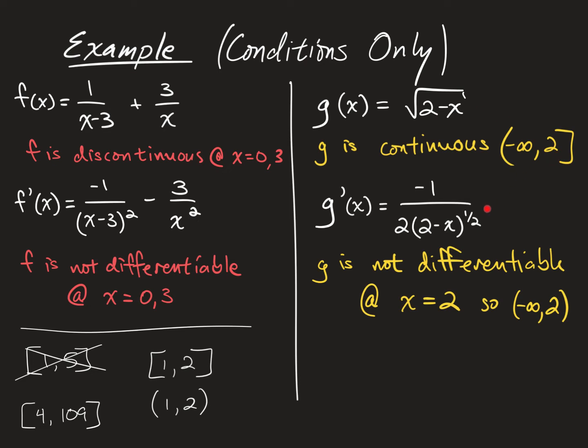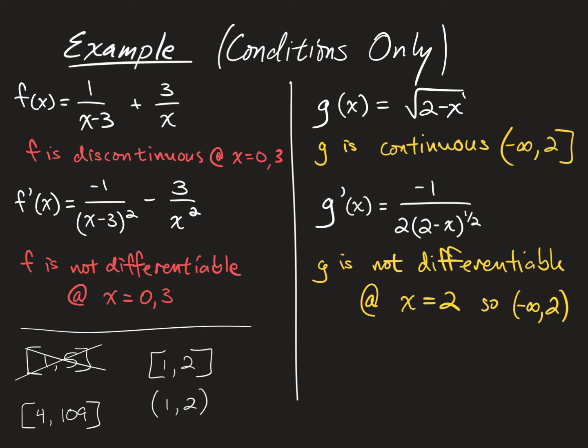But if we look at the derivative, and maybe we can find out where the derivative isn't continuous, you can probably pretty easily see it's not going to be continuous at 2 because that'll create a 0 in the denominator. We can go back and say that the original function is not differentiable. We can't find the derivative of this function when x equals 2. It's not defined. So we say the original function is not differentiable at 2. So it is differentiable on the open interval negative infinity to 2.